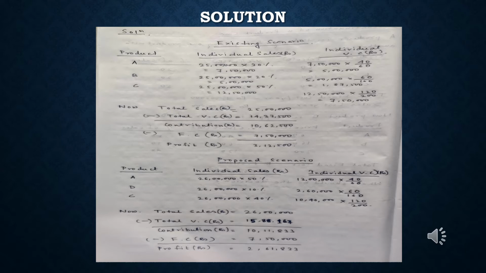Coming back to the existing scenario, the individual variable cost is what we don't have. If I go back to the previous slide, we don't have the contribution, so we have to find out the contribution. Finding the contribution requires the individual variable cost. Sales into variable cost per unit divided by selling price per unit should give me the individual variable cost.